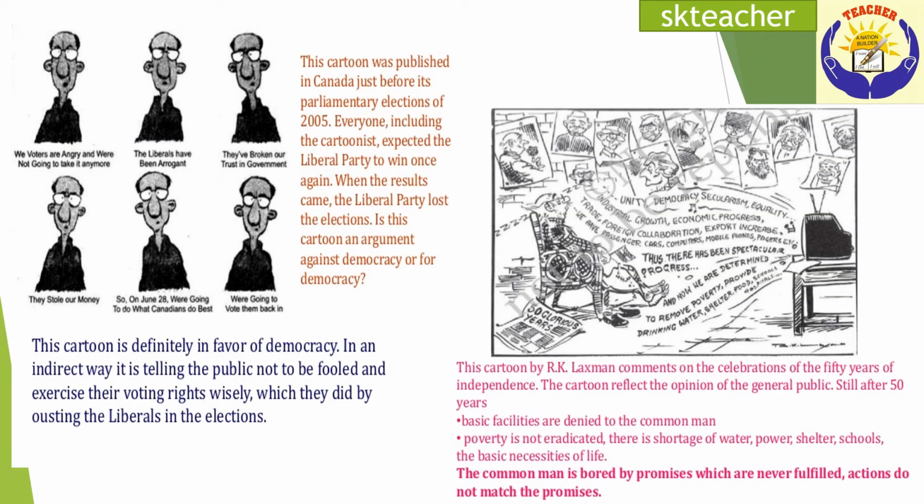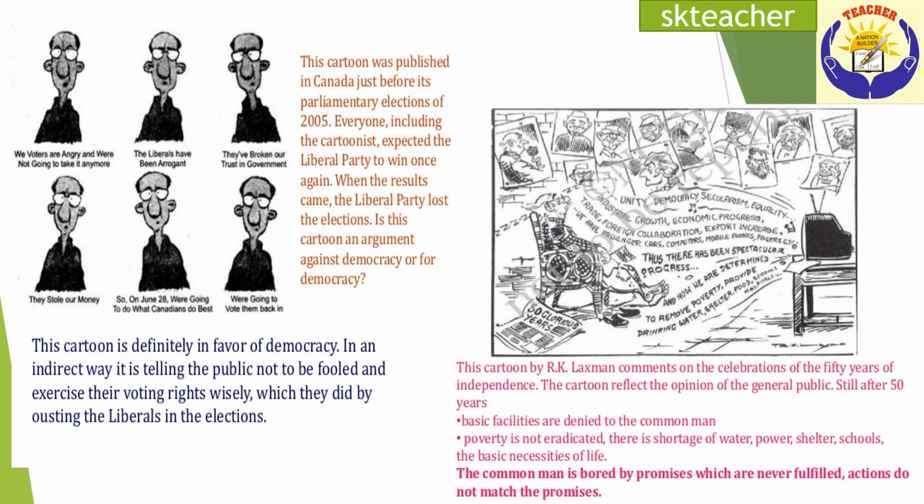In connection with why democracy and the broader meaning of democracy, you have two cartoons. The first cartoon was published in Canada just before its parliamentary elections of 2005. Everyone, including the cartoonist, expected the Liberal Party to win once again. When the results came, the Liberal Party lost the elections. Is this cartoon an argument against democracy or for democracy? Here we have the answer. This cartoon is definitely in favor of democracy. In an indirect way, it is telling the public not to be fooled and to exercise their voting rights wisely, which they did by ousting the liberals in the elections.